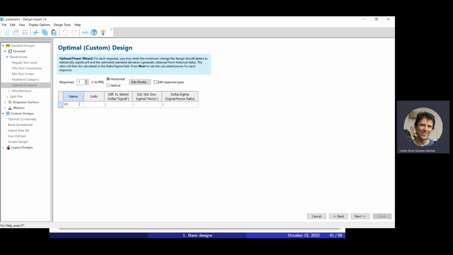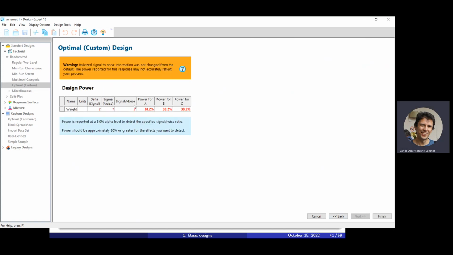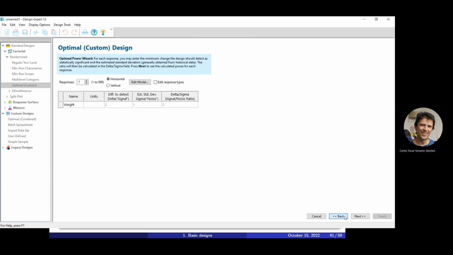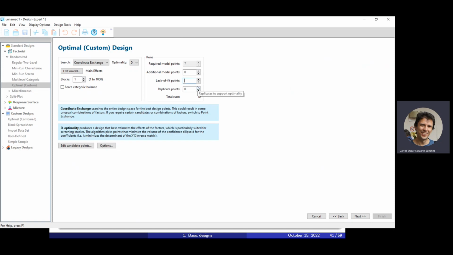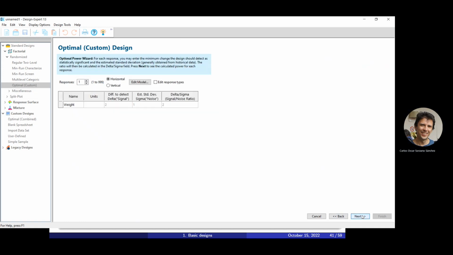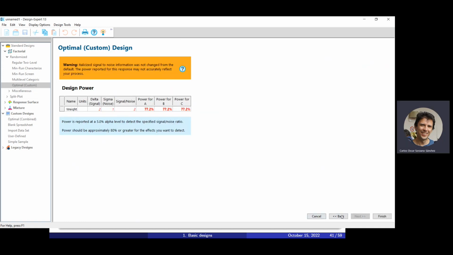So what we are measuring is the weight of the tomatoes. And again, let's say that we want to detect changes that are twice the level of noise. So we see that we have very little power. So we will increase the number of lack of fit points. So now let's say 10. Let's try to make it an even number. So still we don't have enough power.